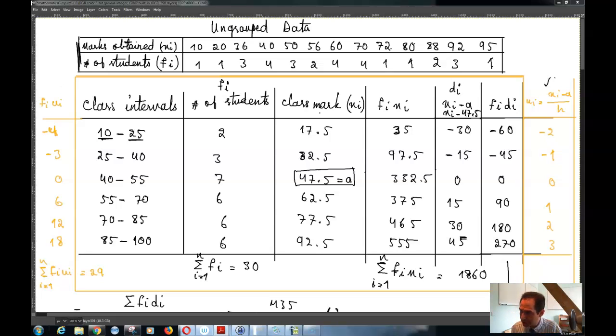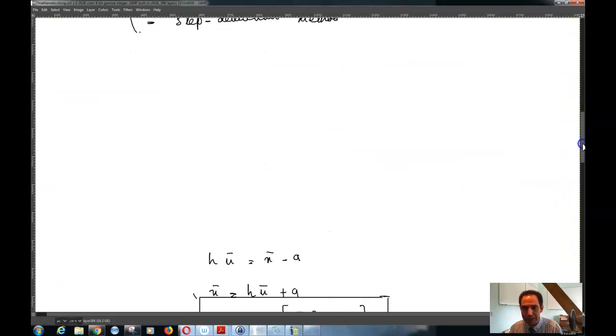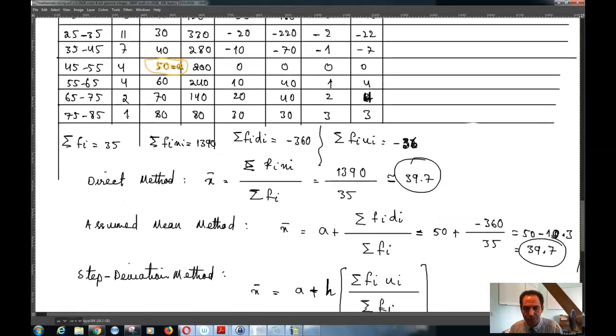If the class sizes are unequal and x of i are large numerically, we can still apply the step deviation method by taking h to be a suitable divisor of all the d of i's. So you can basically do any of the three methods as long as you understand what you're doing, right?